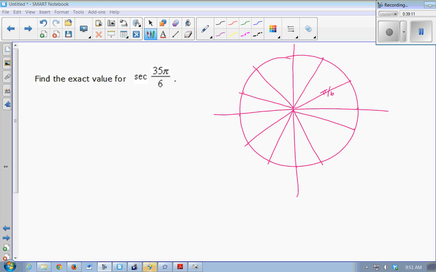Yeah, so 36 pi over 6 would be 6 pi, which would be right here. But it's only 35 pi over 6, so I go down 1. That makes sense? Okay. So this angle right here, this is 35 pi over 6. And you could just count to 35. You could just go 1, 2, 3, 4, 5, 6, 7, 8, 9, 10, 11, 12, 24, 36, and then come back by 1 to be at 35.